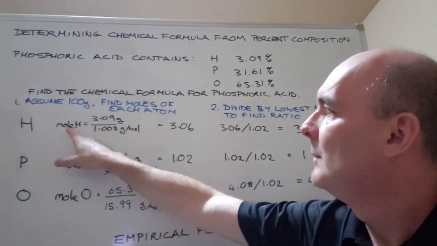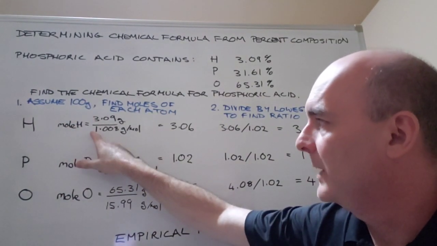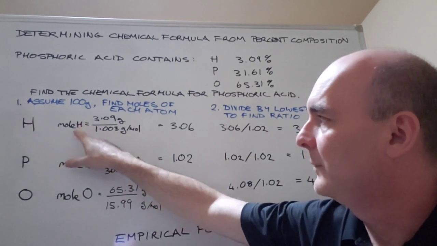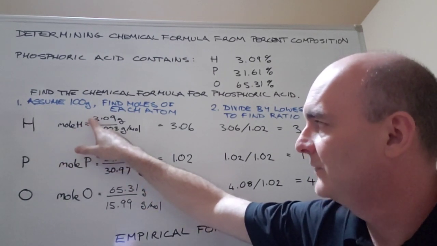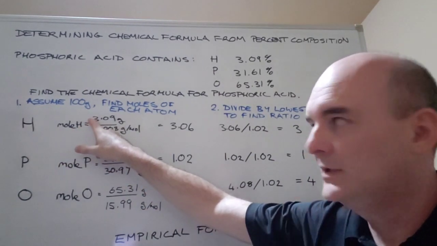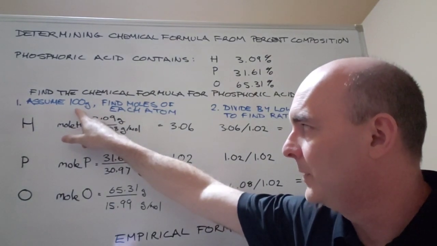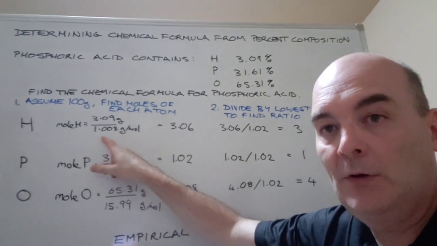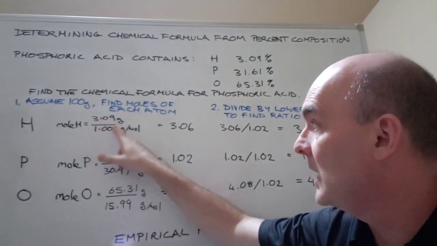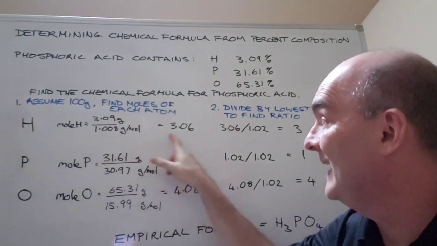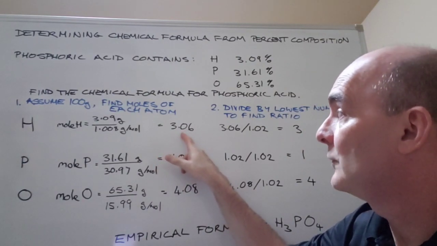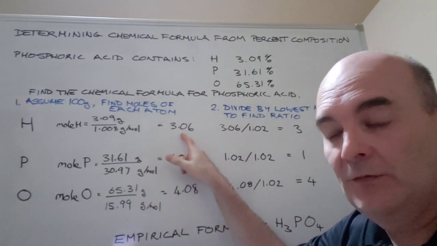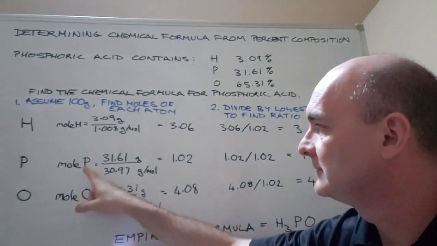Okay? Moles is mass divided by atomic mass. For hydrogen, the moles of hydrogen is the mass of hydrogen from the percentage that we would find in a 100 gram sample divided by the atomic mass of hydrogen that we found off the periodic table. 3.09 divided by 1.008. That gives me a value of 3.06 moles of hydrogen in 100 grams.